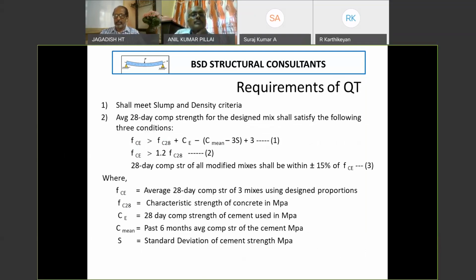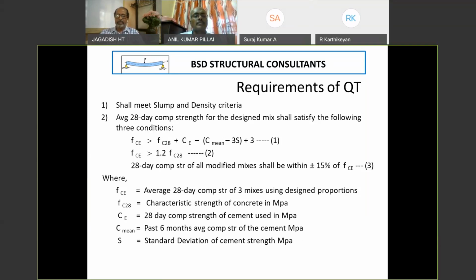These mixes, what do we do now? This is the acceptance criteria of qualification test. It shall meet density and slump criteria. Coming to the FCK, the average 28-day compressive strength for the design mix shall satisfy the following 3 conditions. Now the conditions are given here. Let us go down to what it says.